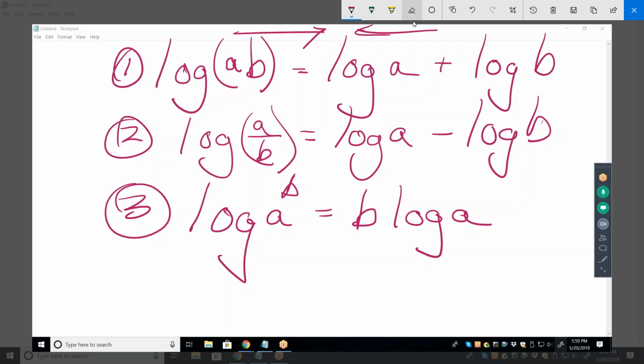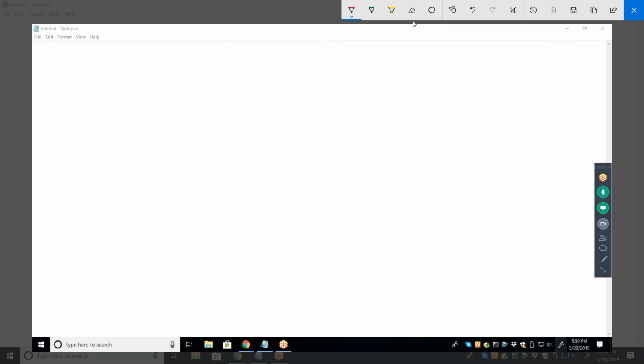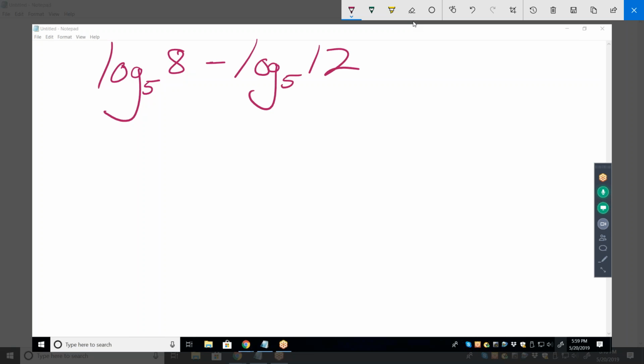Okay, now let's find some problems that ask you to condense or expand, since we were talking about that. Okay, here we go. Log base 5 of 8 minus log base 5 of 12. And this is what? Is it an expand or a condense problem? It's condensed. Because there's two log expressions, we want to turn it into one log expression.